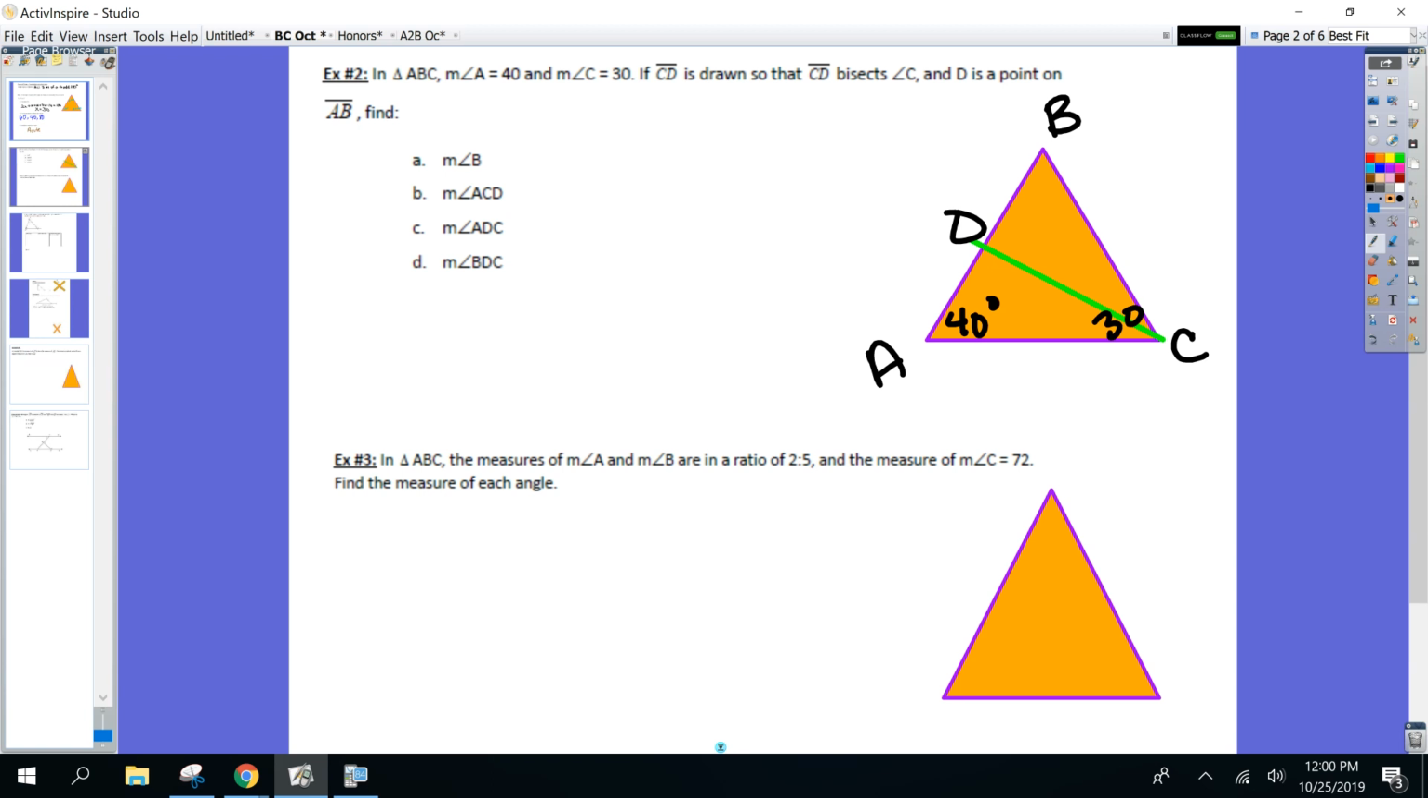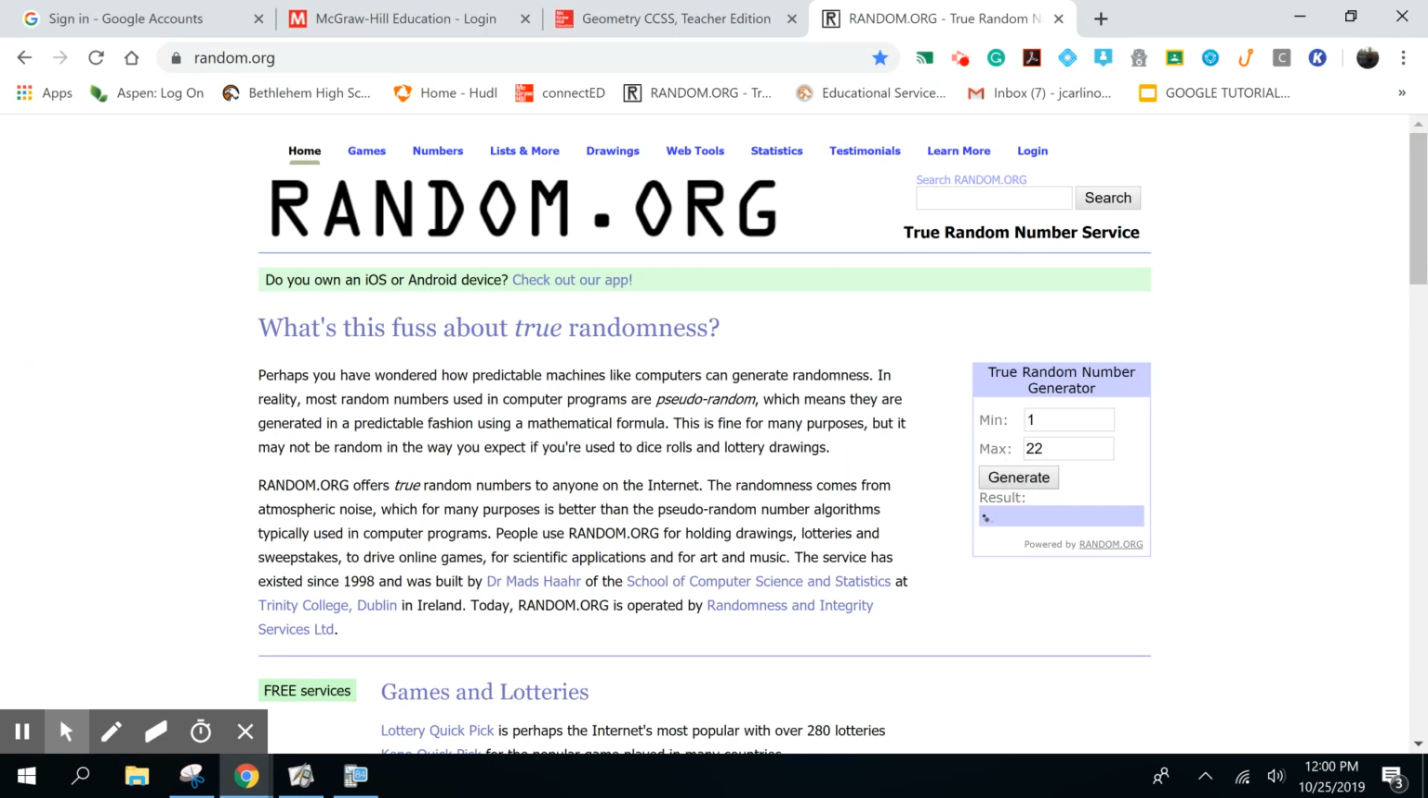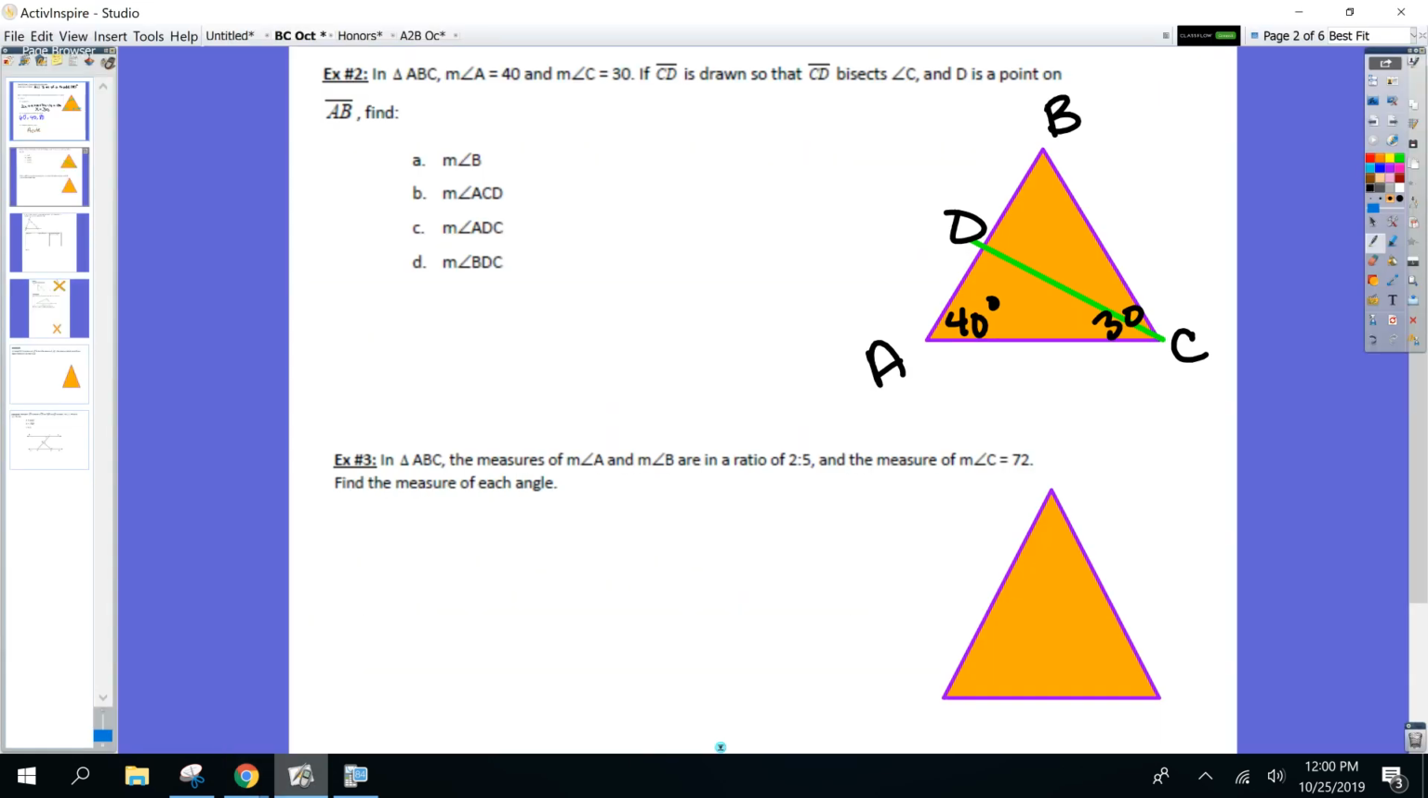Quickly, a little bit more detail. If it bisects, what's happening to this 30-degree angle here? What's it turning into? Which would be what and what? 15 and 15. Perfect.